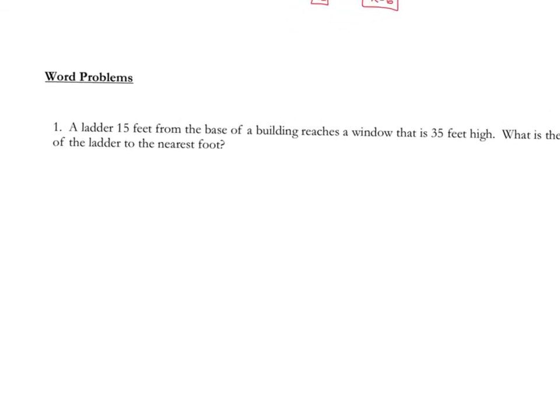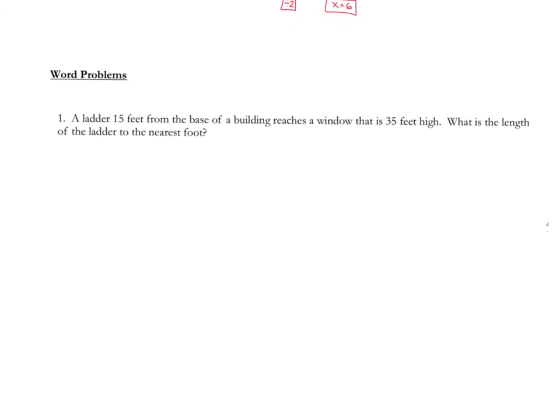So for the word problems, the first one says a ladder is 15 feet from a house or a building. It reaches a window that is 35 feet high. What is the length of the ladder to the nearest foot? So I like to draw the picture. Here's the house with a nice little window. That window is 35 feet high.